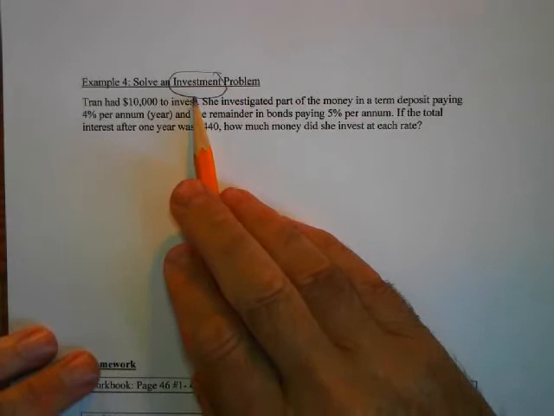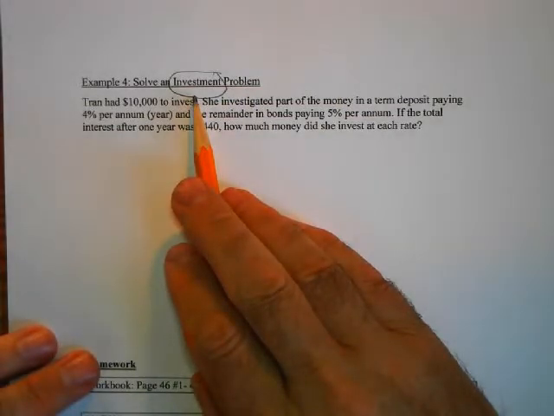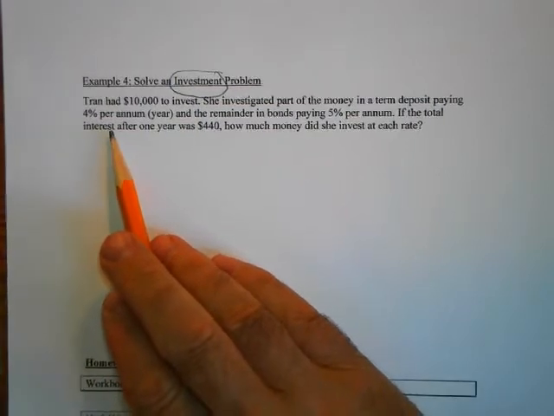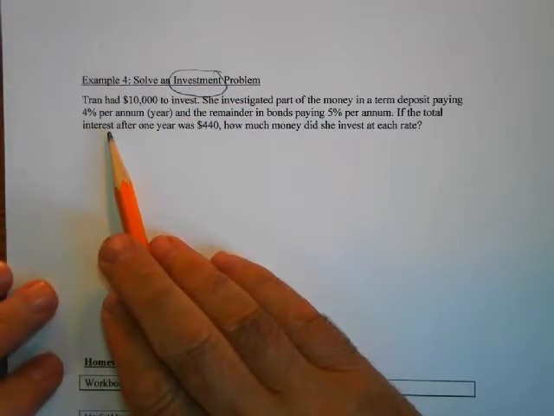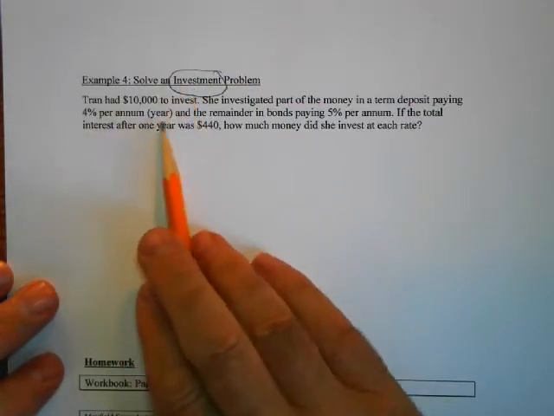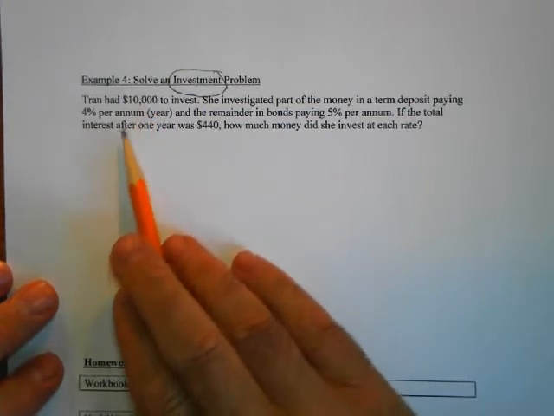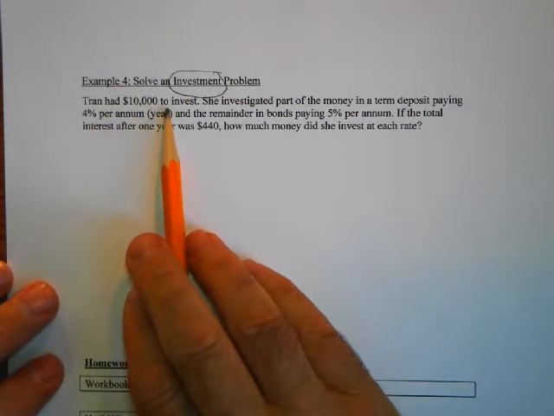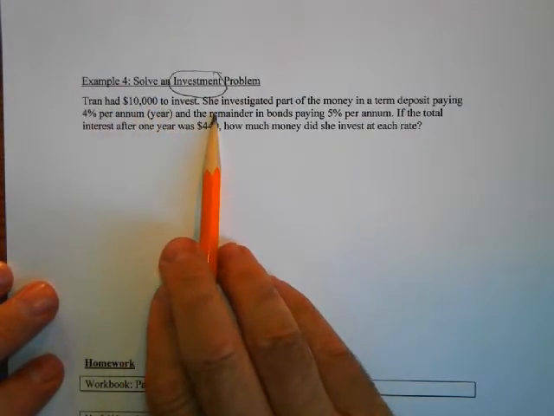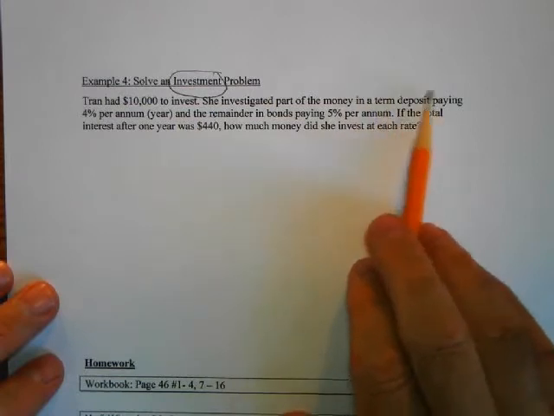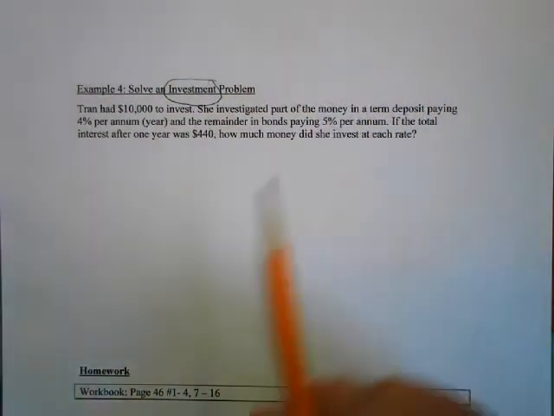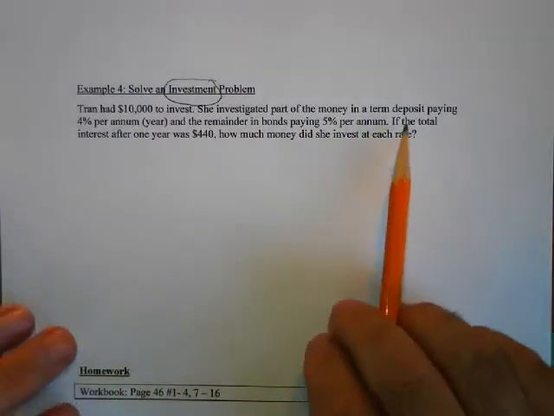This one's an investment problem, and basically it's always the same type of question. So let's see what this question has, and I'll tell you how it might be different, how it might change. This one is a really straightforward one. If I ask you another one like this, you just basically plug in numbers in a different place. So Tran had $10,000 to invest. She invested part of the money in a term deposit. You don't have to worry too much about what that is, just the fact that it's a place where she put money that made some interest.